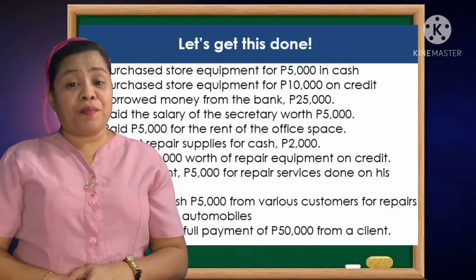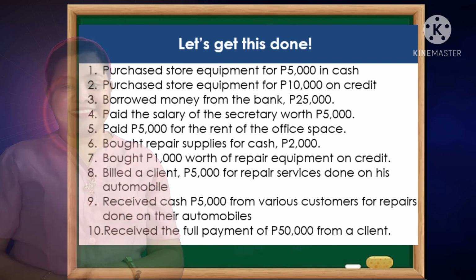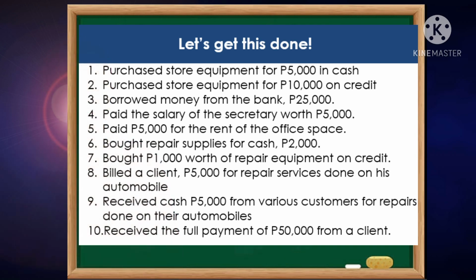If you're answering, pause this video. Let's see if we can answer the first three questions. First, purchase store equipment for 5,000 in cash. Is it a monetary event? Yes, it is. Does it have a financial impact on a business? Yes. Then what is the value received and the value parted with? The business received store equipment and the value parted with is 5,000 in cash.